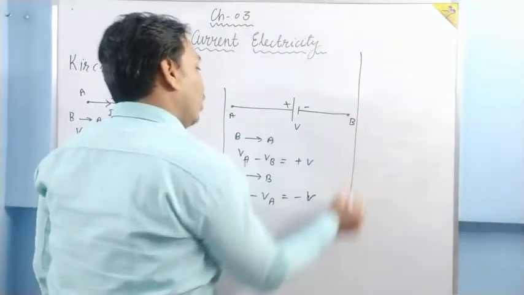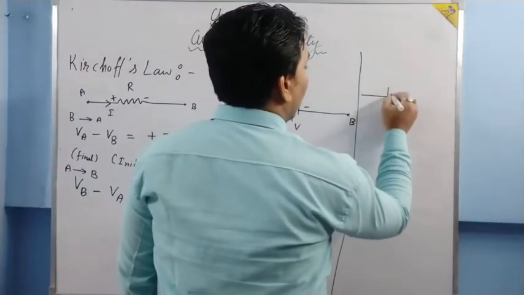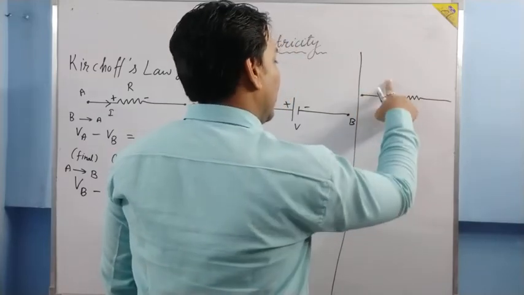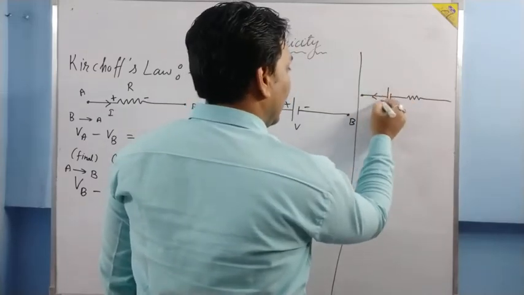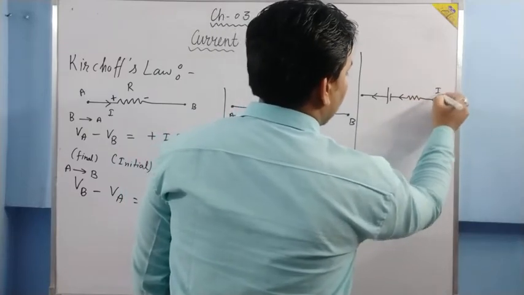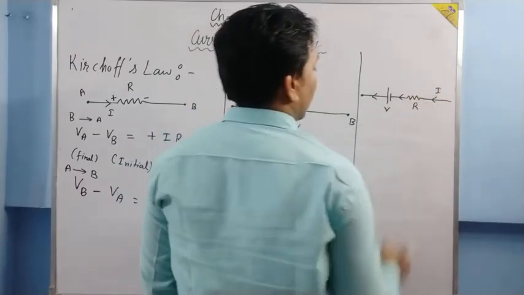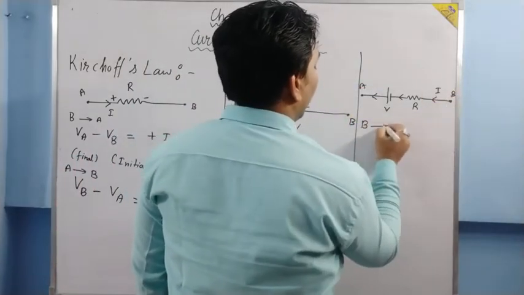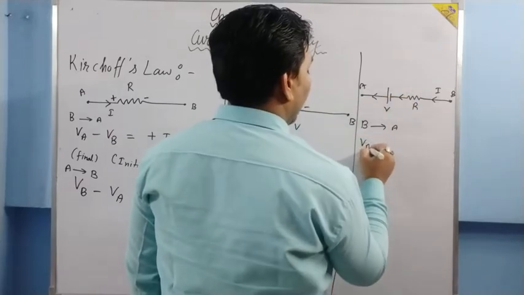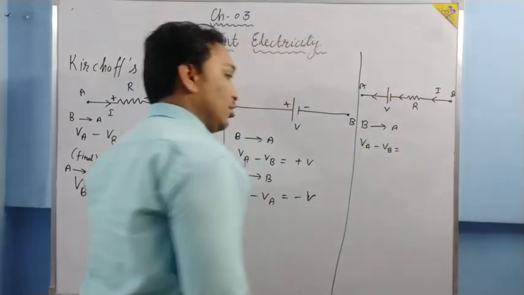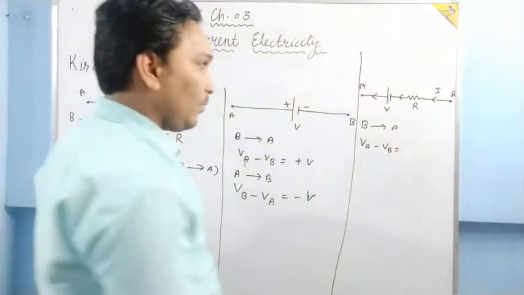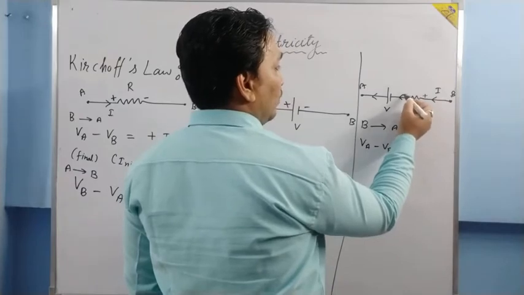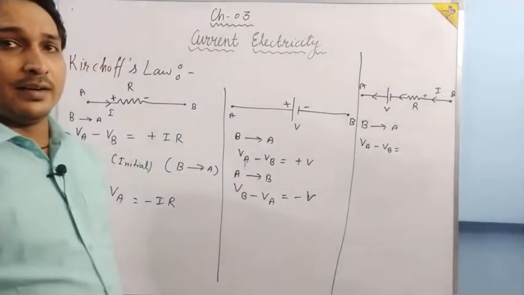Sometimes we are given the combination of both cell as well as resistance. Now suppose the current is going in this direction, the current is I. This cell is B, this resistance is R. This point is A, this point is B. Suppose we are moving from B to A, then we write VA minus VB, final minus initial, right? Current entering the resistance from this point is positive, going out of the resistance from this point is negative.